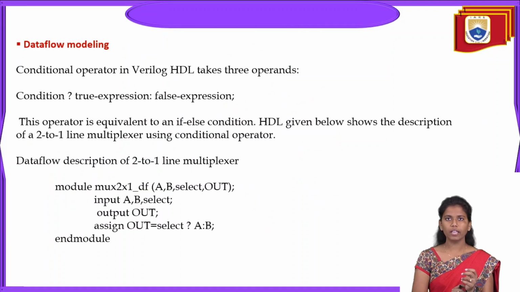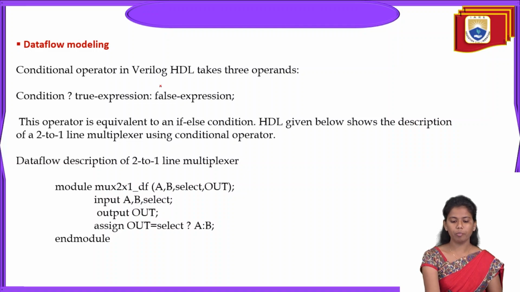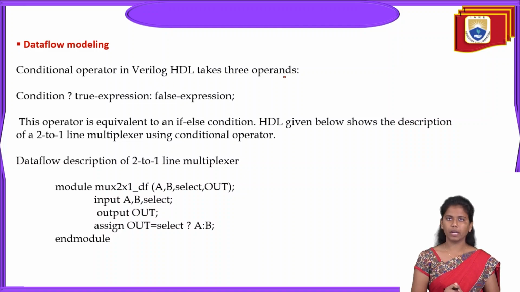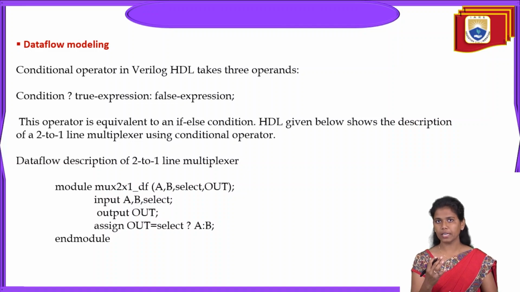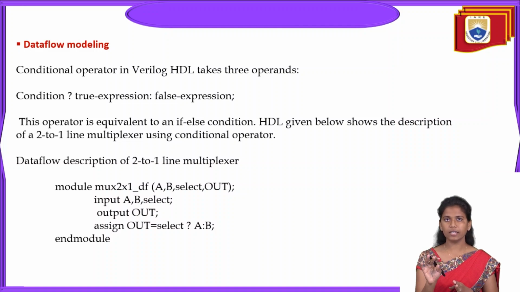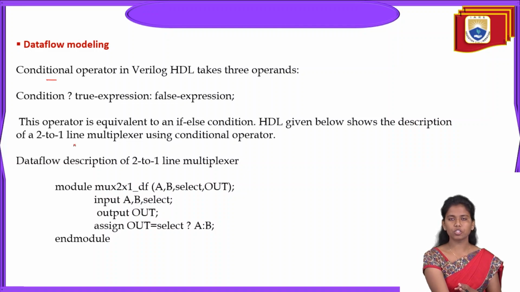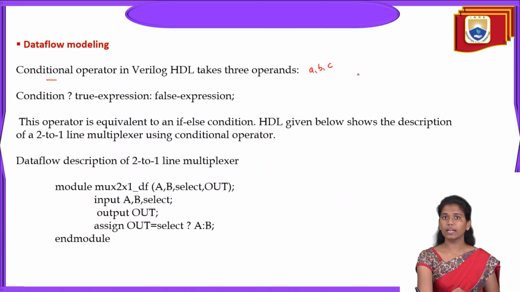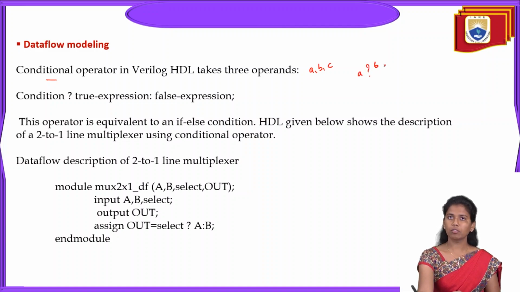Then in data flow modeling, as I told you, the conditional operator in Verilog HDL takes 3 operands, right? We have discussed different types of operators: logical operators, bitwise operators, conditional operators, replication operators, and so on, right? So in the conditional operator, how many operands can we consider? A, B and C. The conditional operator is represented with the question mark: A question mark B colon C. So this is how we can represent the conditional operator.